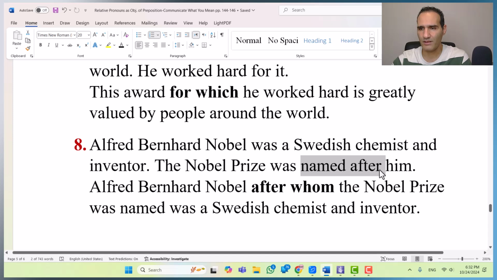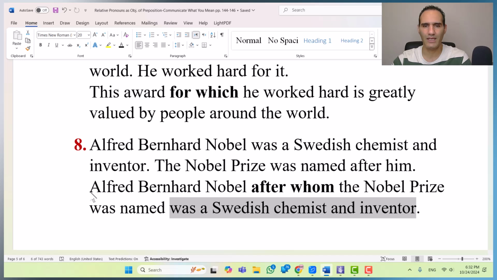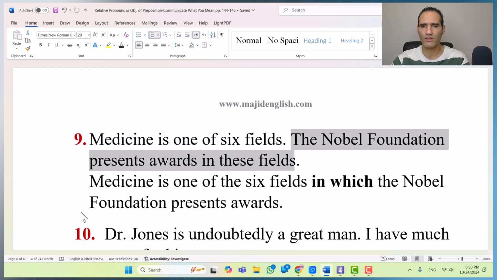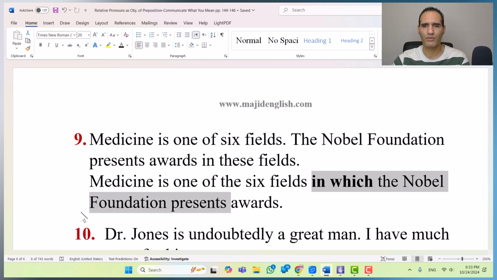So it is a person. We are modifying Alfred Bernard Nobel, and it is after, so after whom? Alfred Bernard Nobel, after whom the Nobel Prize was named, was a Swedish chemist and inventor. Number 9. Medicine is one of 6 fields. The Nobel Foundation presents awards in these fields. So 6 fields receive Nobel Prizes, and they are physics, chemistry, physiology, medicine, literature, and peace. Medicine is one of the 6 fields in which the Nobel Foundation presents awards.